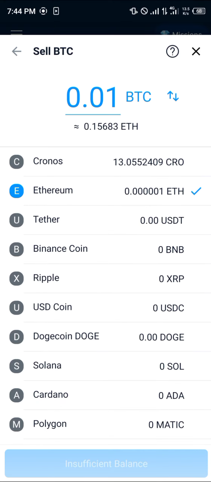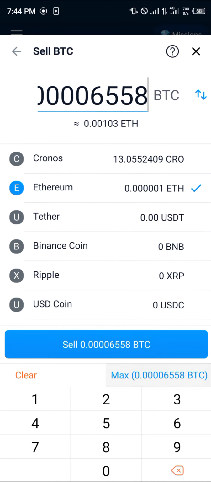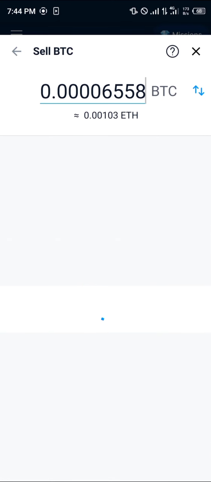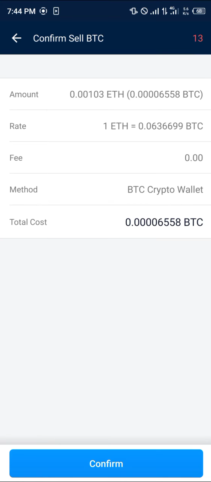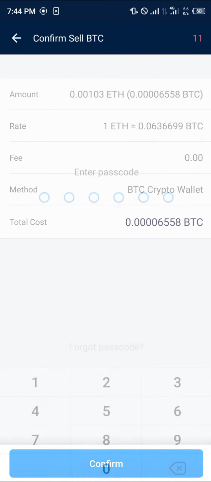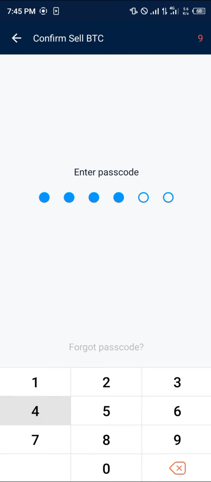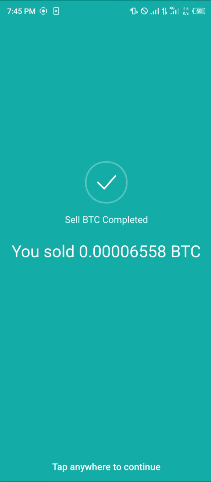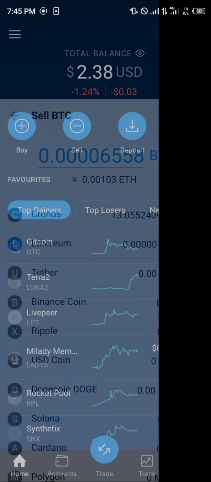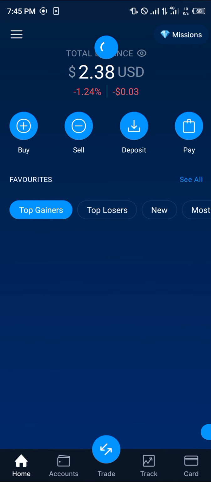So now we have Ethereum and we are looking to sell our available Bitcoin for Ethereum. So click on the BTC option, click on the max, click on sell. And once you've selected the sell option, you're met with the sell screen where you click on confirm, enter your passcode, and once it's done, sell completed, tap anywhere to continue, simply reload.